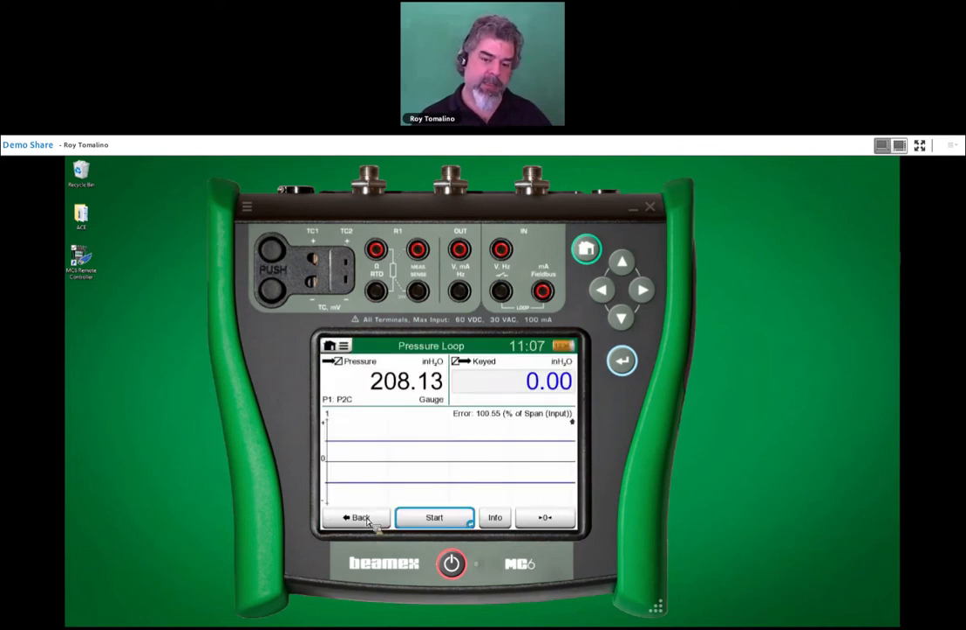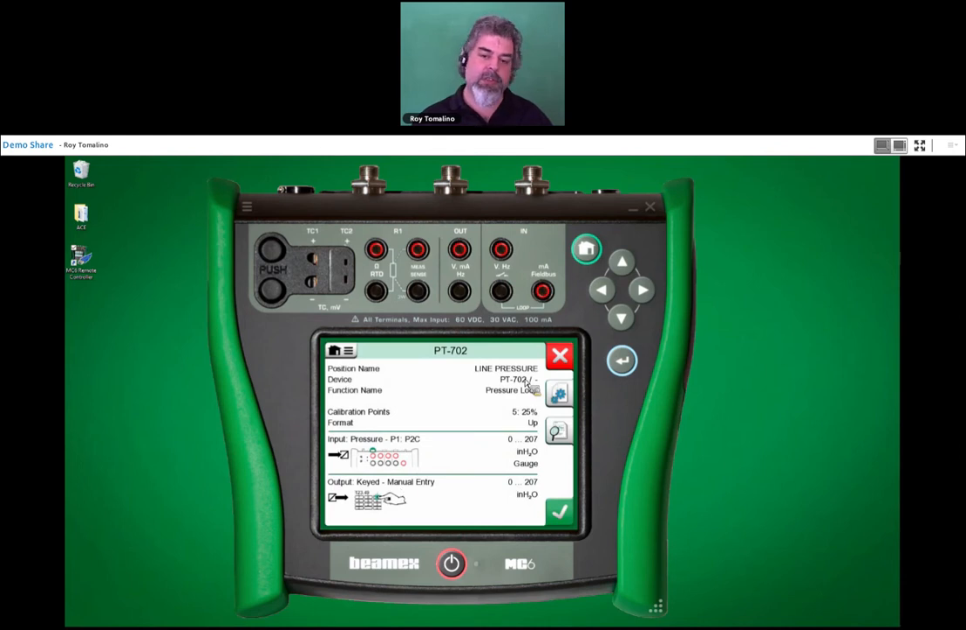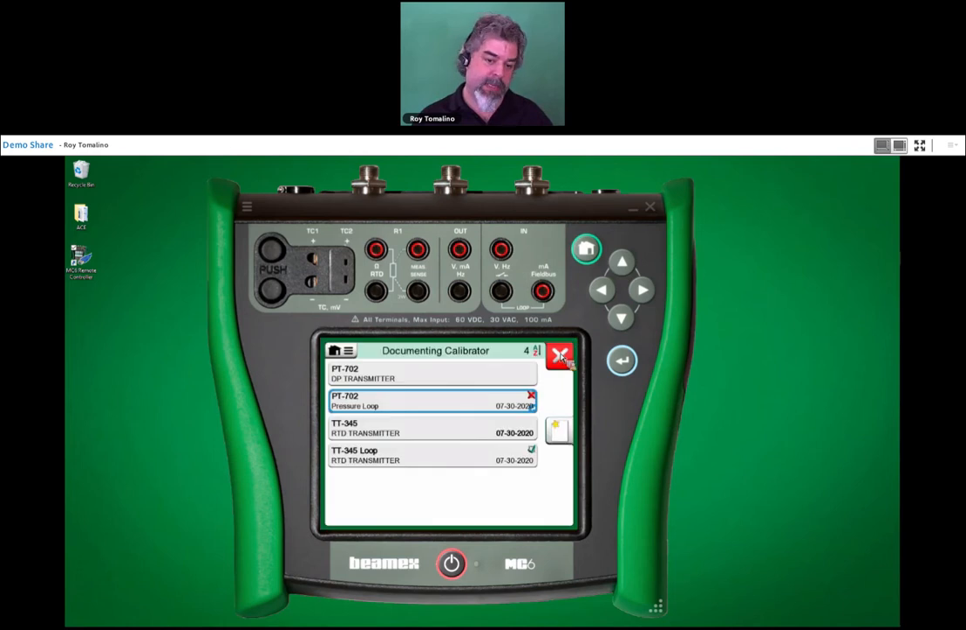And let me go back. So this was my loop test. I've got 0 to 207 pressure input, and I'm keying in what the display on the DCS is showing to complete my loop. I've got a failed test in here. Let me back up one more. I've got another test on this. So PT702 is this pressure transmitter. I've got an offset. I don't know if there's an offset in my DCS or if my transmitter is out.